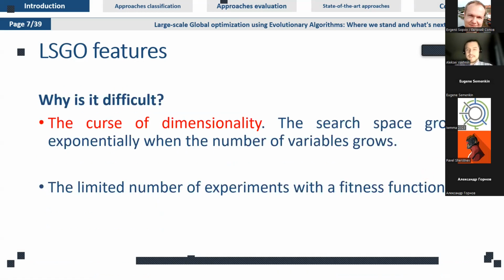Why are large-scale global optimization problems difficult? The first reason is the curse of dimensionality. The search space grows exponentially when the number of variables grows, and usually we have a limited number of experiments with the fitness function. We do not have an unlimited budget, and of course we are limited by time.